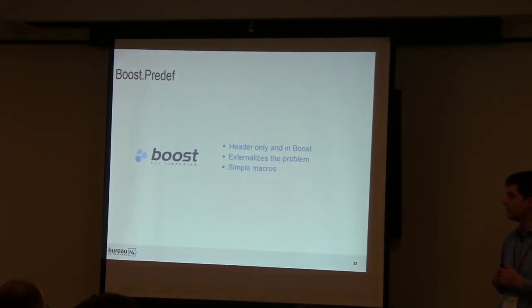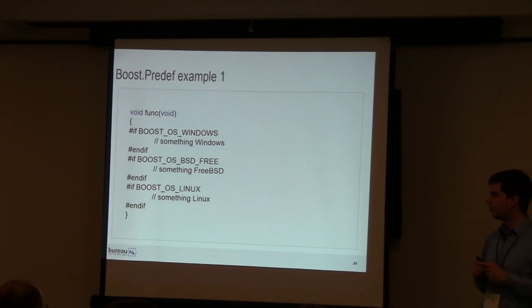So with Boost Predef, it's pretty easy. When it came out, I think it's in Boost 1.54, we switched to it immediately because it's simple and it externalizes the problem, which can be very, very painful. So, a straightforward example: you have a function and you are out of luck, because on every platform it's going to be totally different. With Boost Predef, it's just a matter of saying if BOOST_OS_WINDOWS, blah, blah, blah, Windows. If BOOST_OS_BSD_FREE, blah, blah, blah, FreeBSD. And by the way, it detects OpenBSD, NetBSD, etc. If Linux, something Linux. So this is the basics.